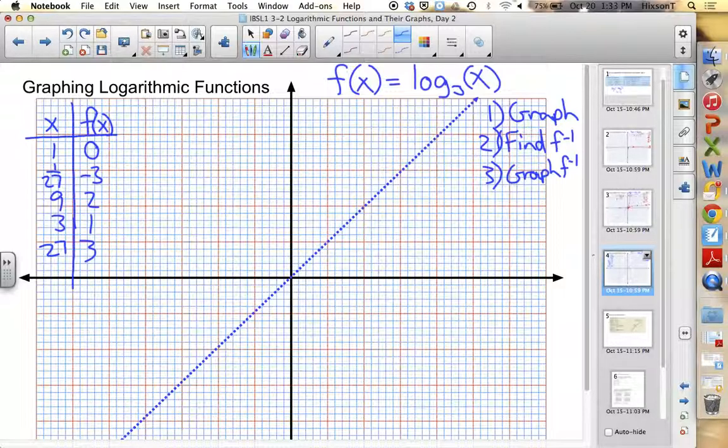81, 4. Okay. 1, 0. Here, 9, 2. Sorry, I'm all over the place here. There we go. 9, 2. Finally. 27. 1, 2, 3, 4, 5. So that's 27, 3. Okay. And so that's what that's going to look like. 81, 4 would also be a point. Okay.